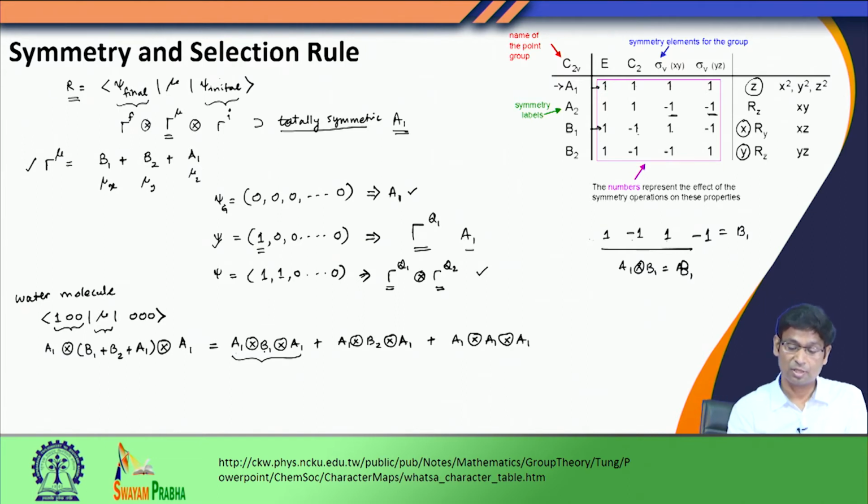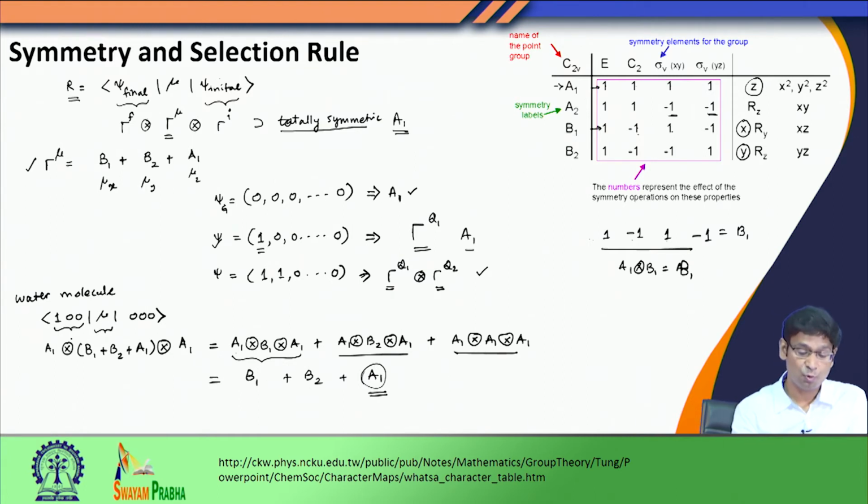So, since A1 cross B1 is B1, similarly, in a similar way you can do this. You would see that the result of this will become B1, the result of this would be B2, the result of this would be A1. So, the mode is infrared active only when it contains a totally symmetric representation. Does it? I see yes, because it has A1 in it.